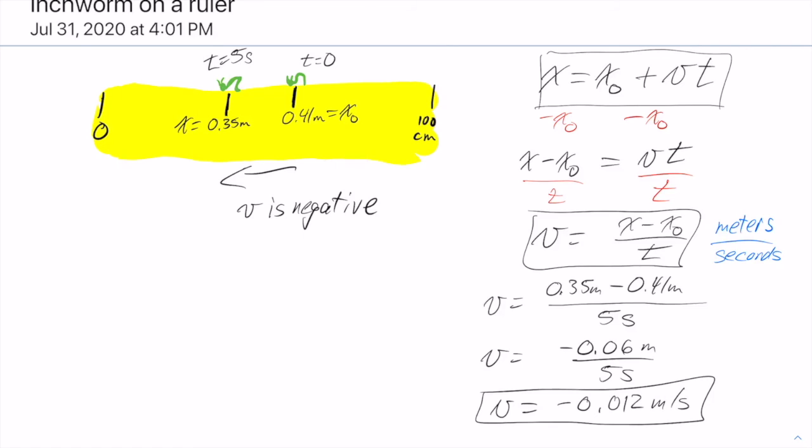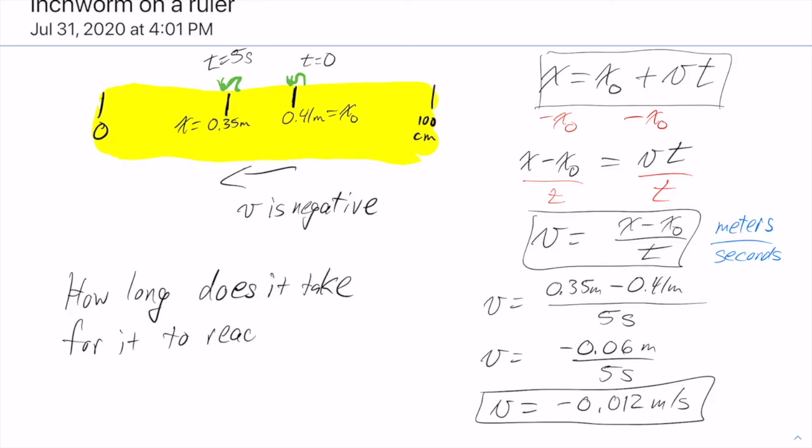All right, so as a follow-up, we can say, okay, well, using this velocity now, let's take that velocity and say, how long does it take for it to reach the end? So why don't you go ahead and try that? Now we're solving for a different quantity. It's the same situation, but a different problem based on that situation. So go ahead and try that and see if you can figure that out.